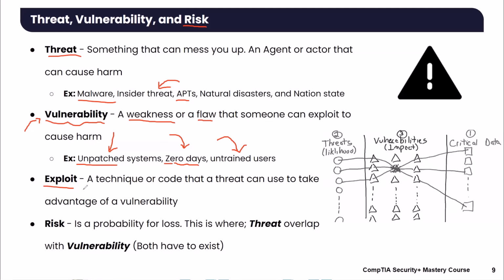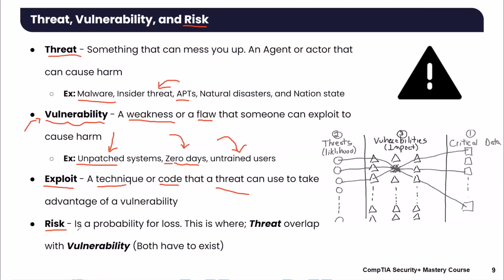Now, an exploit is just a technique. It could be code, meaning a virus or malware code, that a threat can use to take advantage of the vulnerability. Like I mentioned, you will hear people saying a threat exploiting a vulnerability. What that really means is that they're using some kind of technique, some kind of code, to attack you and take advantage of these vulnerabilities.